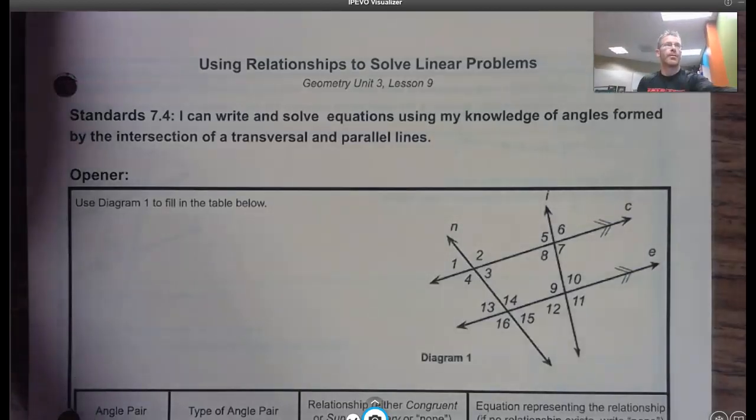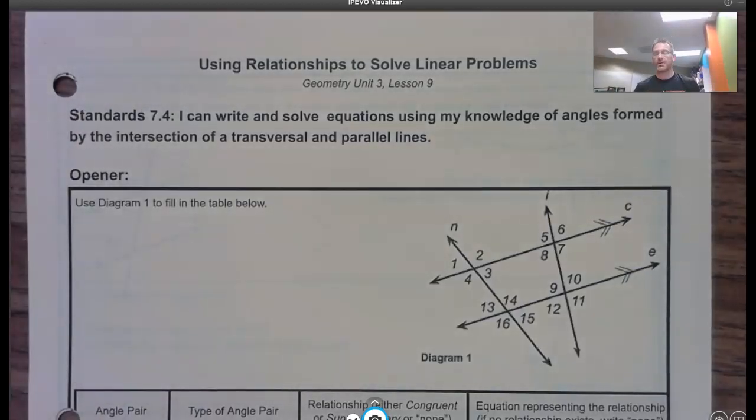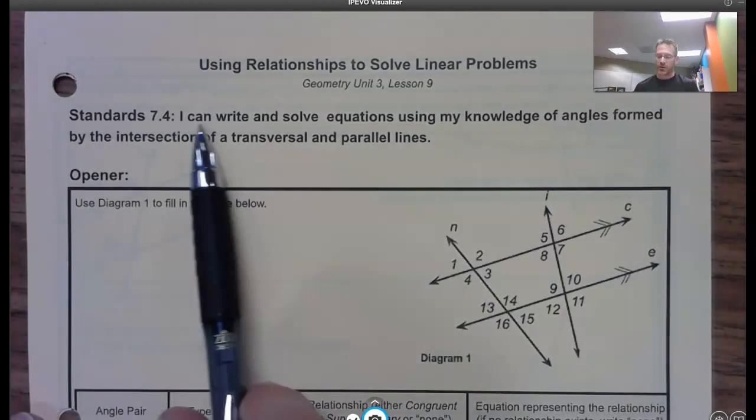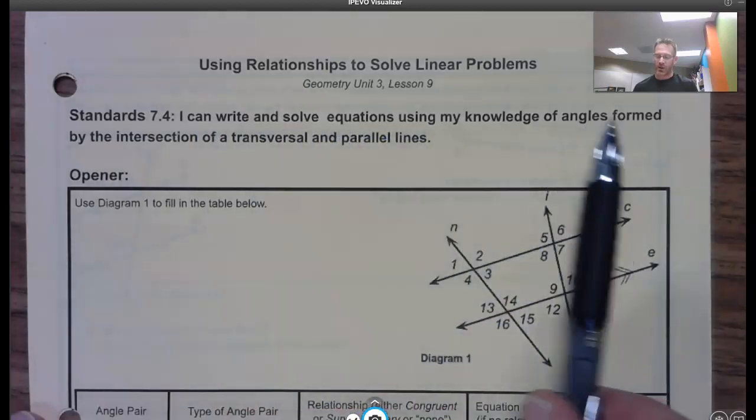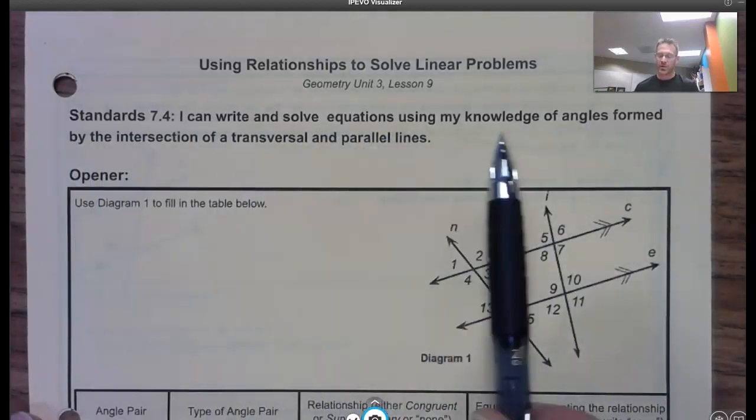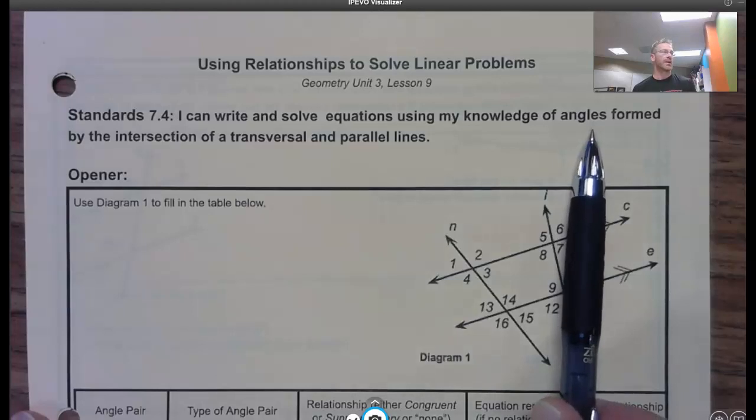All right, so we are on our final lesson of Unit 3, and what this lesson is going to focus on is using all the relationships that we've talked about to set up and solve equations. To do a real quick refresher: I can write and solve equations using my knowledge of angles formed by the intersection of transversals and parallel lines. So the knowledge of angles part is what we're going to review right here with our opener.